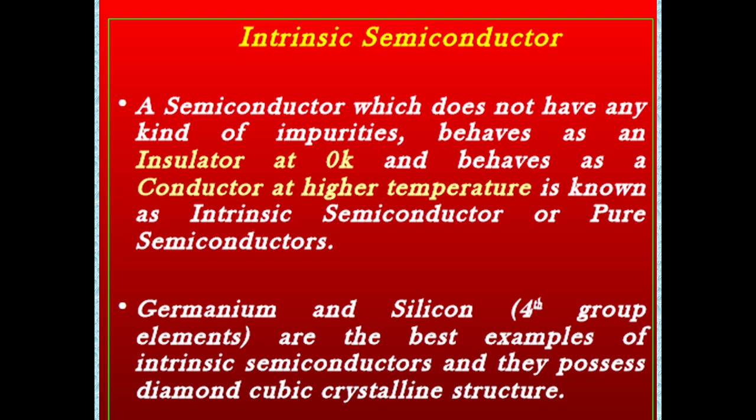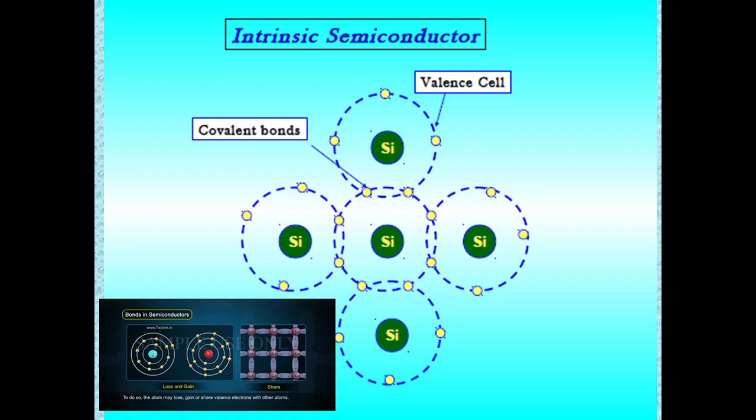This is the important and peculiar property of an intrinsic semiconductor. As I already told, germanium and silicon are the best examples of semiconductors as well as of intrinsic semiconductors. They possess a diamond cubic crystalline structure.